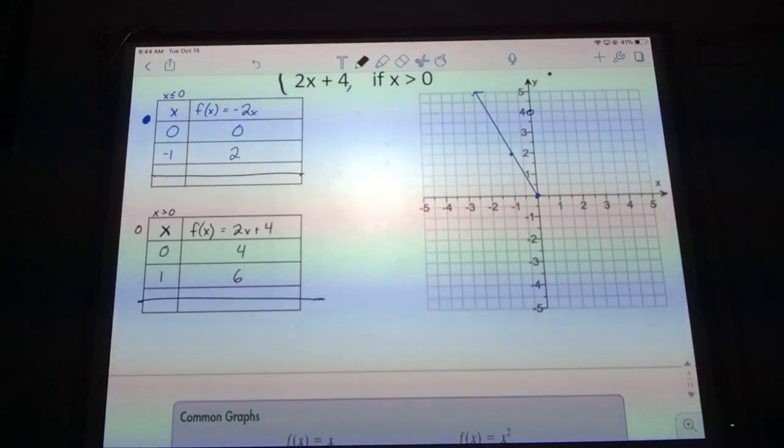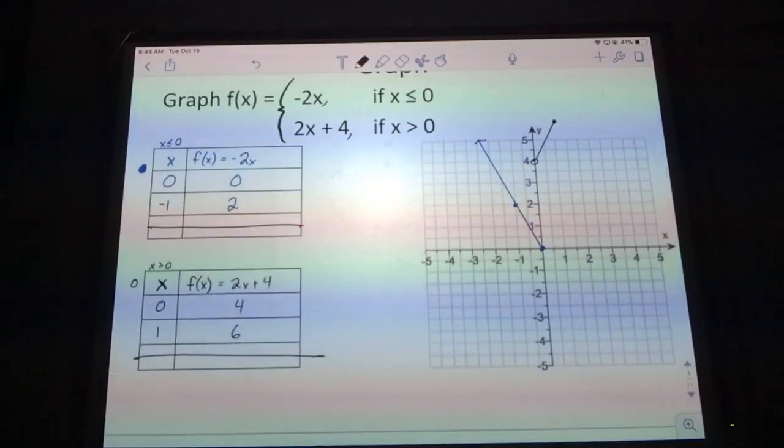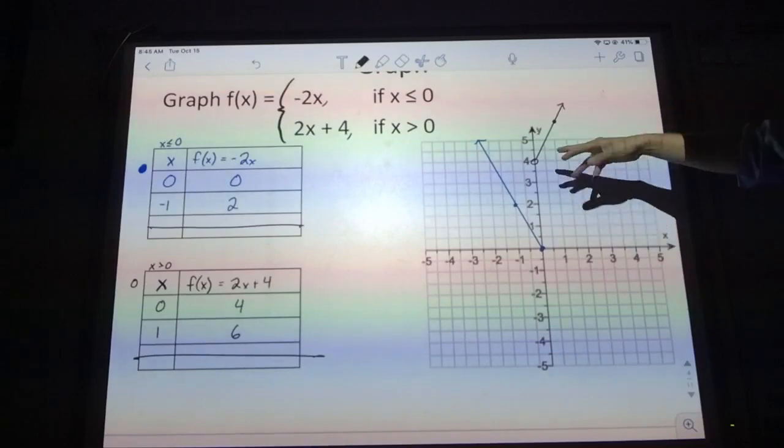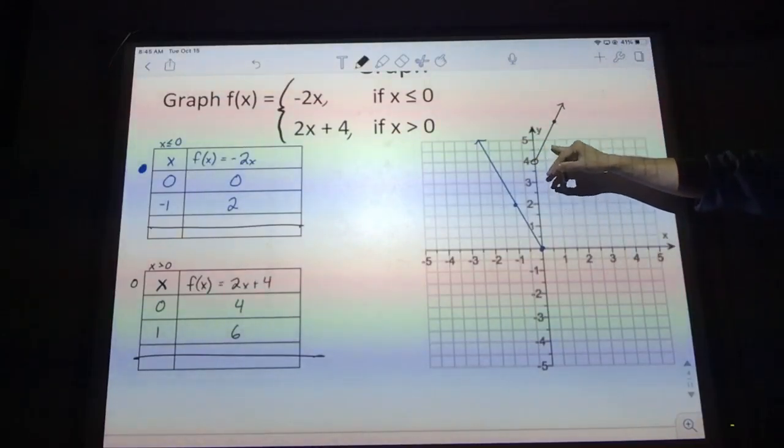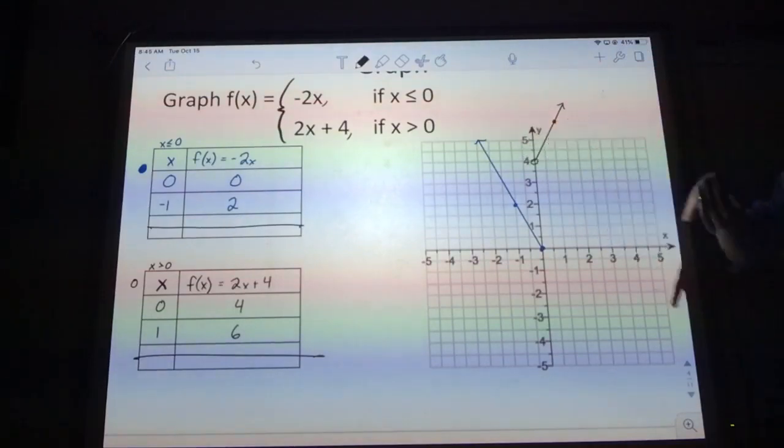So this one goes off the graph a little bit, if you haven't seen it yet. Hopefully you got to this point. It did go off the graph a little bit, so it didn't have to be exact. But I tried to make it pretty close.